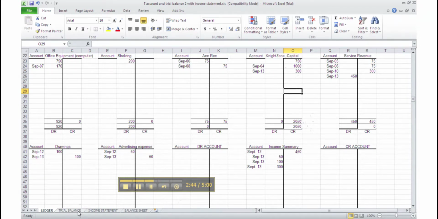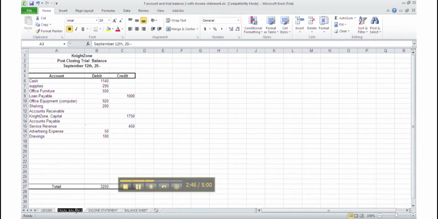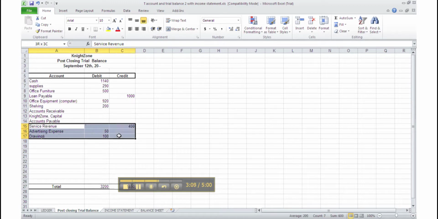Now we need to make sure that we put it into a trial balance. And we're actually going to double click down here, and we will call it a post-closing trial balance. We've got that title here. All of the permanent accounts remain the same. Capital has changed, and they're no longer a balance with revenue, expenses, or drawings. So we're going to delete it.